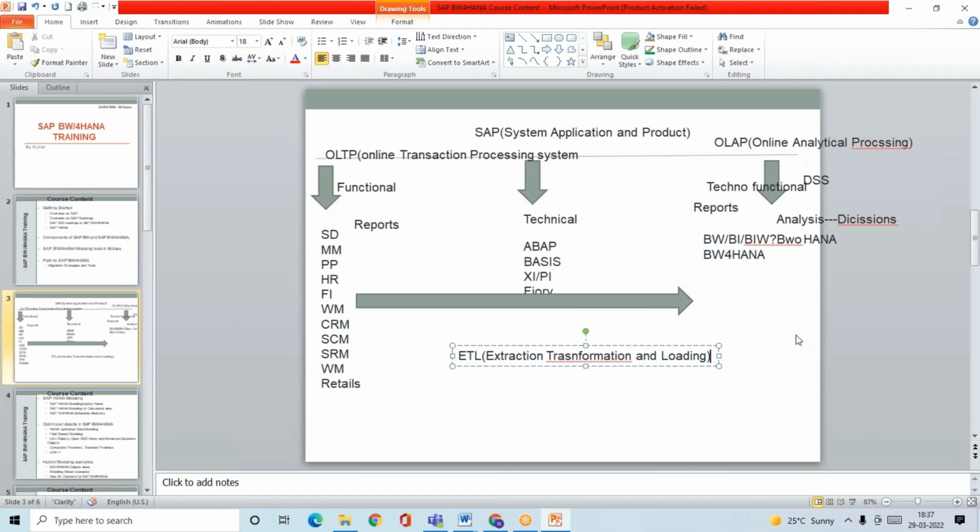What is SAP? What are the different modules we have in SAP? In the functional modules, we have SD, MM, PP, HR, and in technical we have ABAP, Basis, XI, PI, or Fury, and then we have techno-functional, which is BW. Any doubts or any questions? Okay, great.